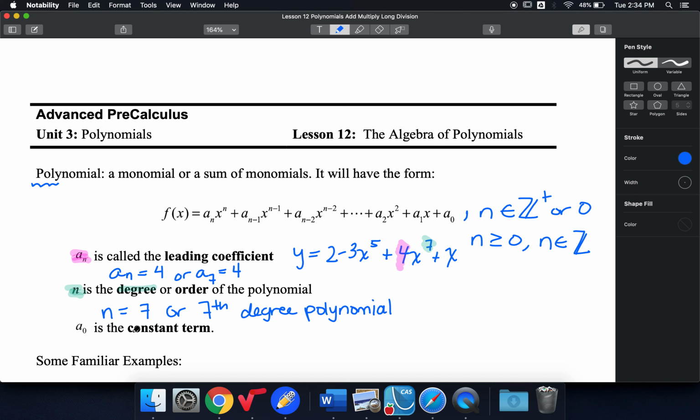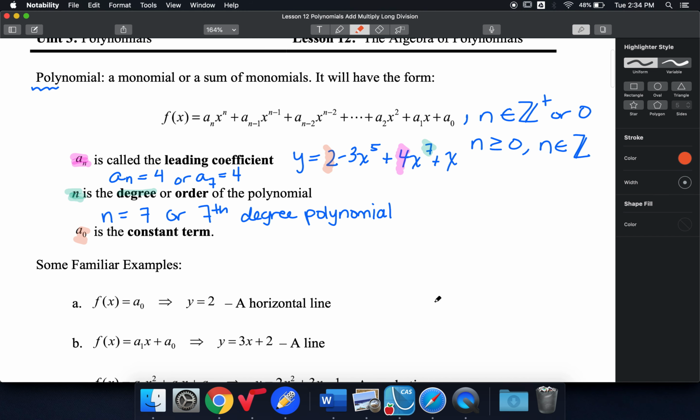My constant term is the term that has no x with it. So my constant in this case is going to be, let me make it orange, 2. 2 is my constant.